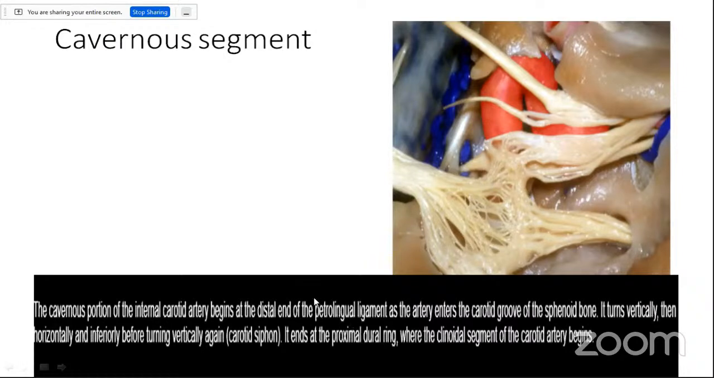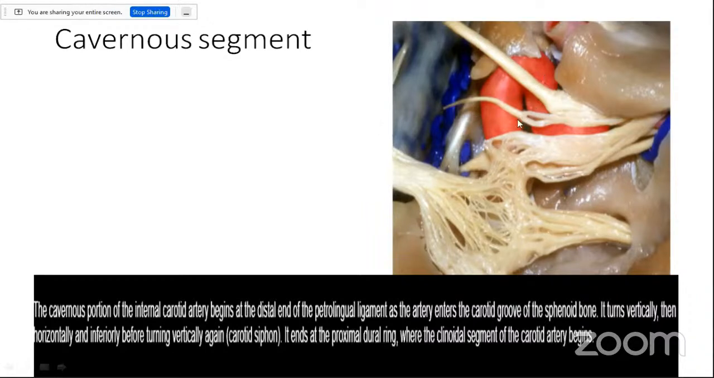Just distal to the petrolingual ligament, the artery enters the carotid groove of the sphenoid bone. It then turns vertically, then horizontally, and then inferiorly before turning vertically again. This segment is called the carotid siphon. It then enters the proximal dural ring, where the clinoidal segment of the carotid artery begins. So this is basically the overview of the cavernous segment.